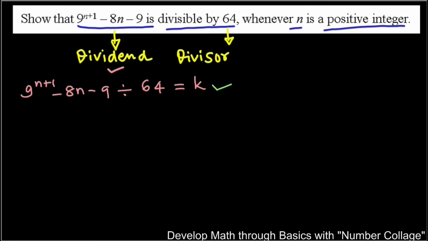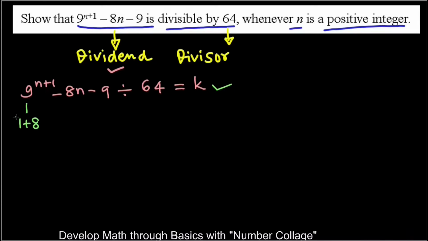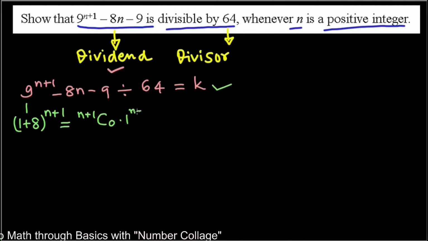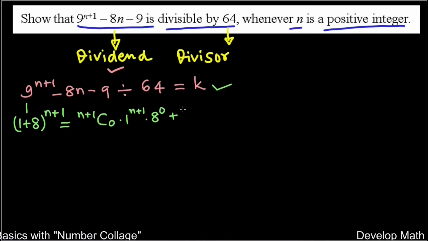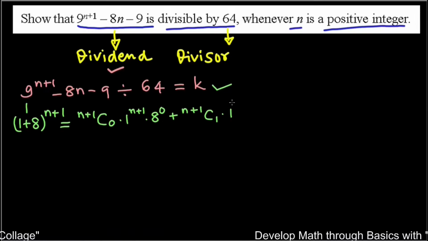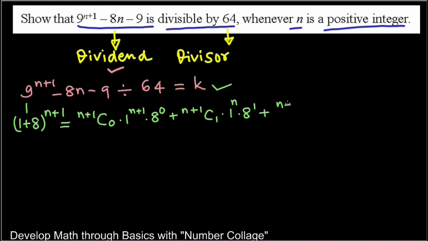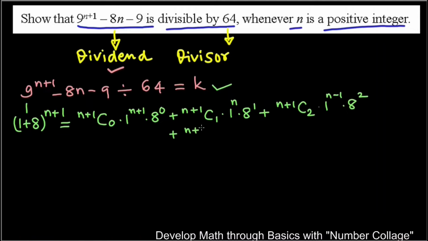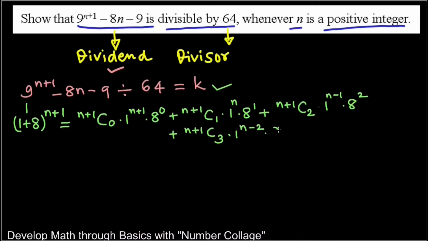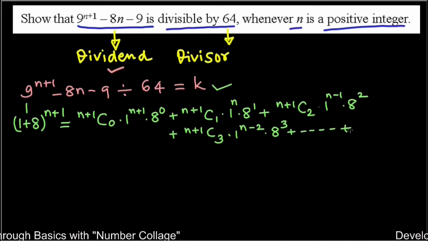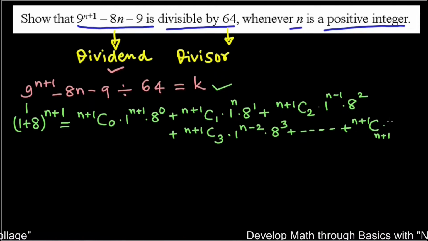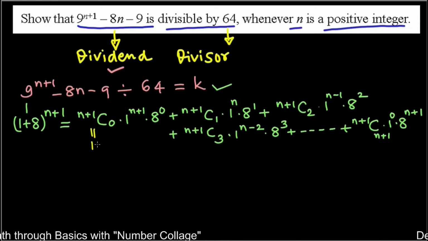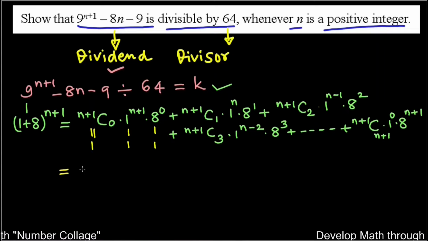So therefore we have to prove that 9 raised to n plus 1 minus 8n minus 9 divided by 64 is k. Now we will split this 9 in a binomial 1 plus 8, and we will raise it to the power n plus 1, whose binomial expansion will be n plus 1 C0 into 1 raised to n plus 1 into 8 raised to 0 plus n plus 1 C1 into 1 raised to n into 8 raised to 1 plus n plus 1 C2, 1 raised to n minus 1, 8 squared plus n plus 1 C3, 1 raised to n minus 2 into 8 cube plus so and so forth plus n plus 1 C n plus 1, 1 raised to n minus n, which will be 0, and 8 raised to n plus 1. n plus 1 C0 will be 1, this will be 1, and this will also be 1. So the first term will be 1.